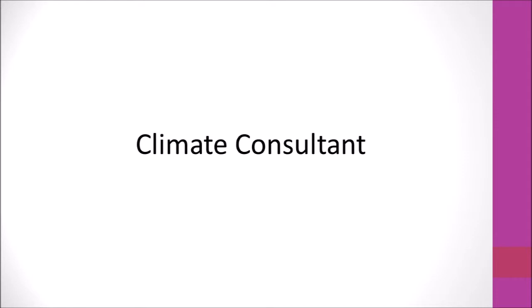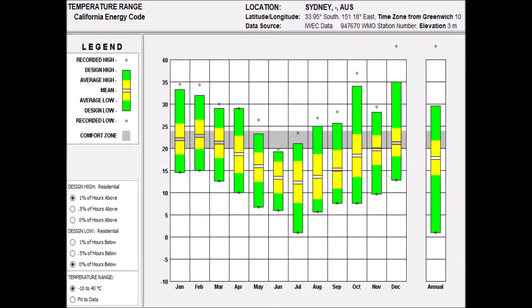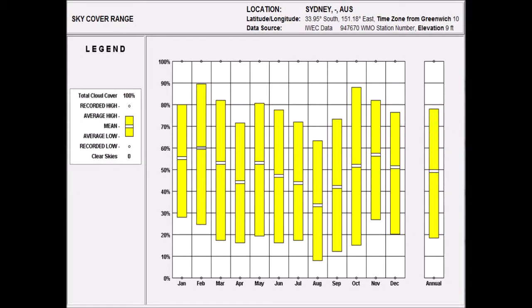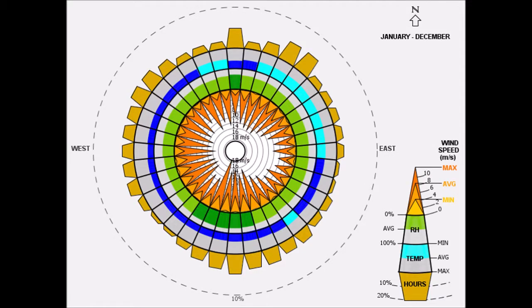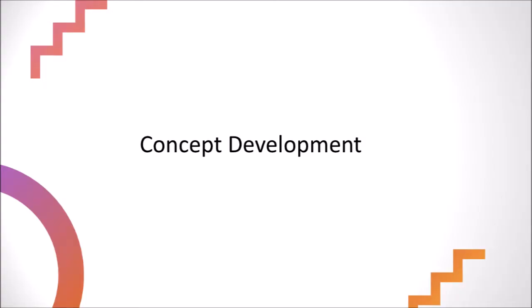Climate consultant. We can notice that the highest recorded temperature is 43 degrees and the lowest is 2 degrees. The mean range of the sky coverage annually is 50%. The highest wind speed is 18 meters per second coming from the southwest, and it is below 5% of the hours. Concept development.